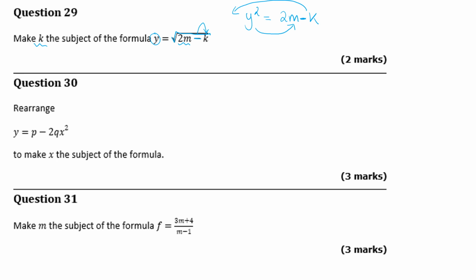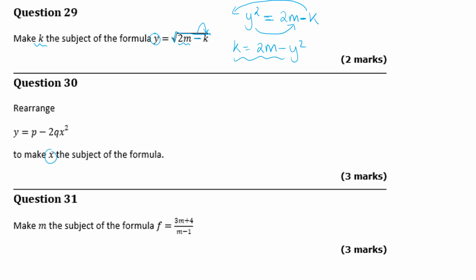So the 2m is going to stay still. k is equal to 2m minus y squared. If anything changes side of the equal sign, it changes sign. So that would be your answer for 2 marks.